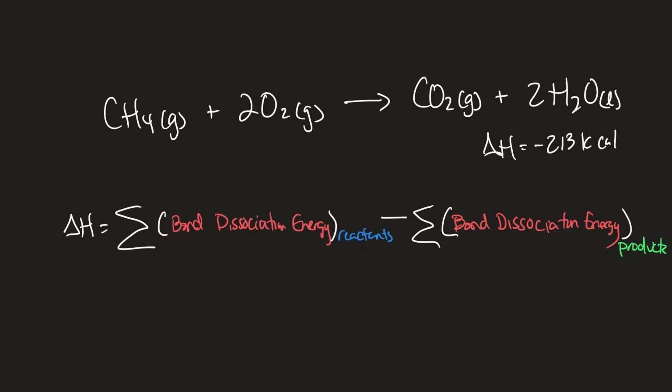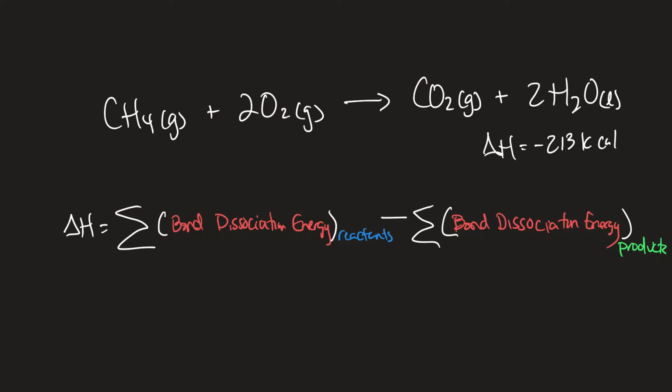So this is a way that we could figure out the delta H mathematically. You will need to use the bond dissociation energy charts, and then you're just going to look at each of the bonds of the chemicals being used in the chemical reaction. You will sum up all the reactants, sum up all the products, and take the difference between the two. That's how you figure out delta H. So let's look at this example with the combustion of methane.